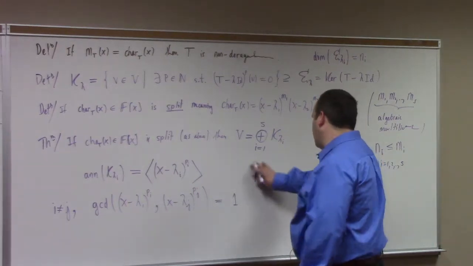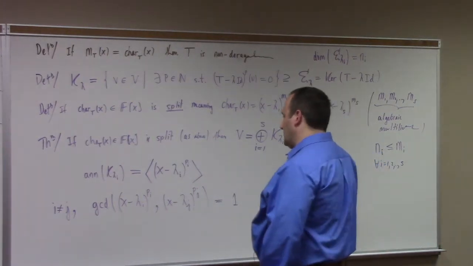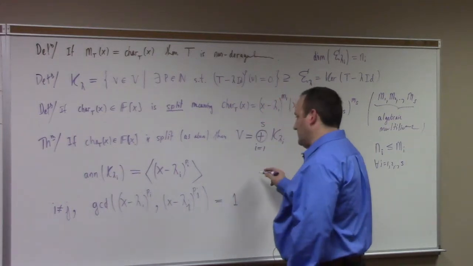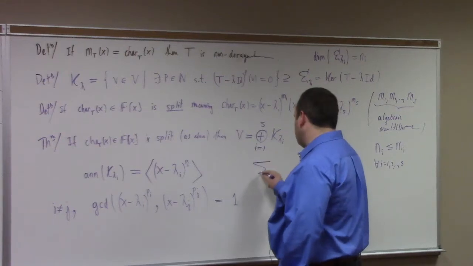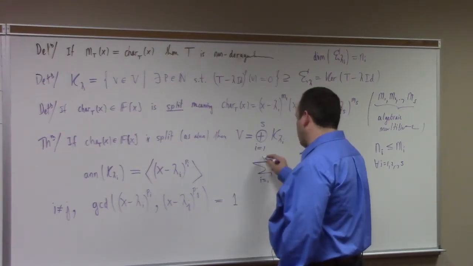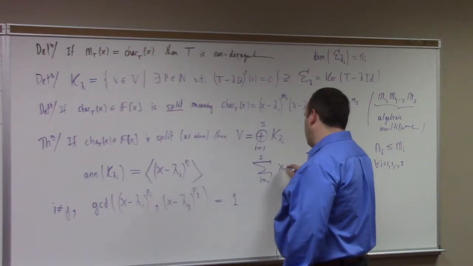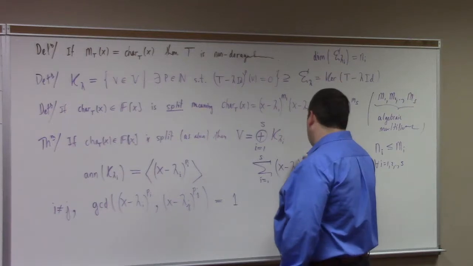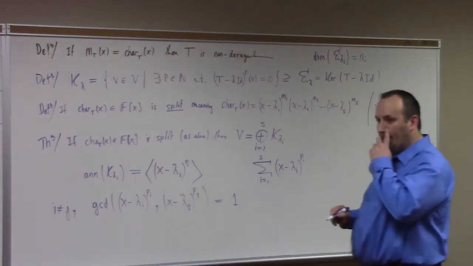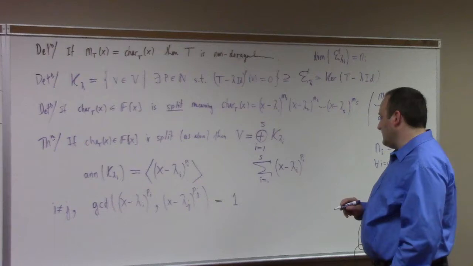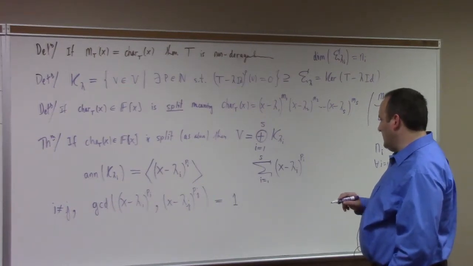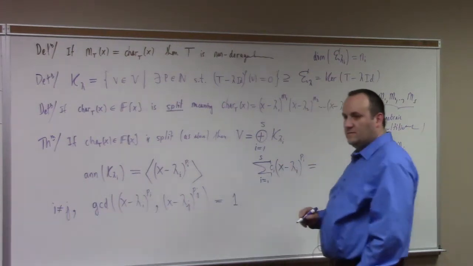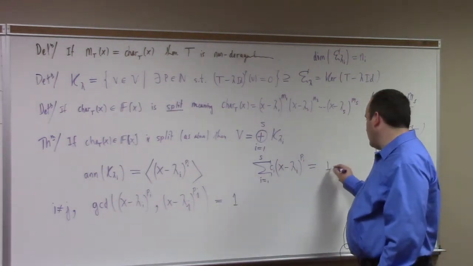Dang it. I mean, there's all kinds of beautiful things that are true. For example, if you take the sum, i equals 1 to s, of (x minus lambda_i) to the pi, right? Well, you can pick coefficients c sub i such that this is equal to the identity on V.